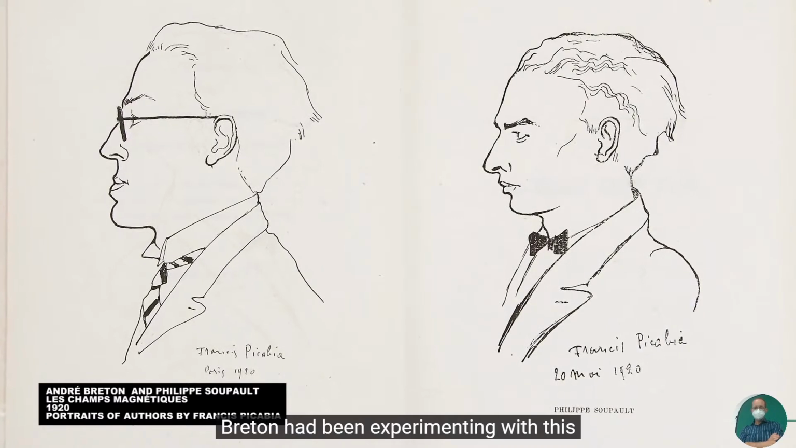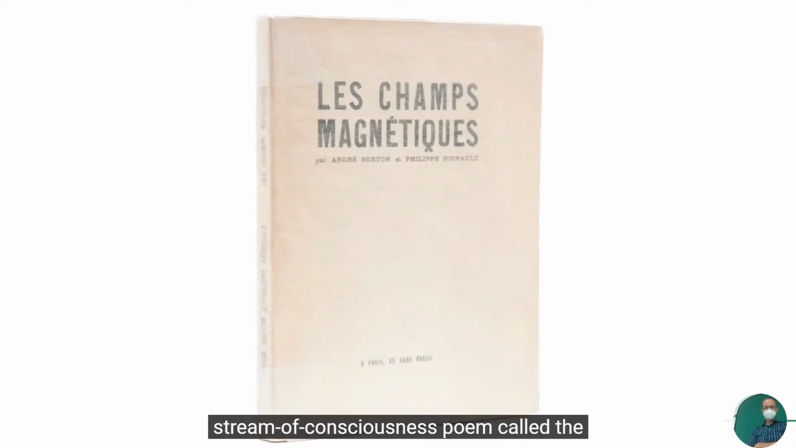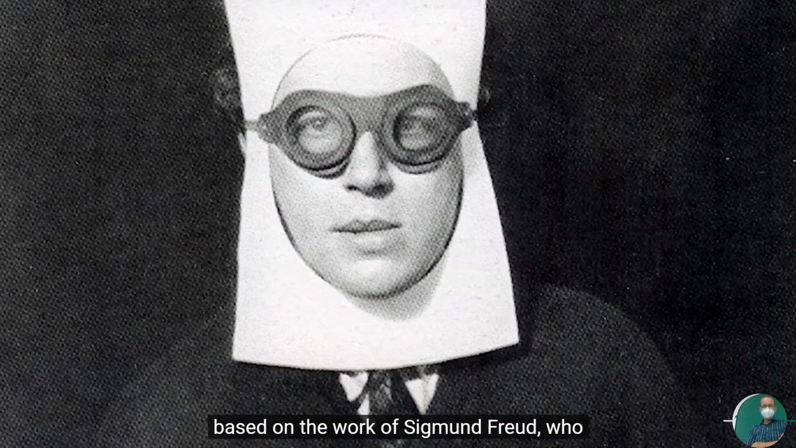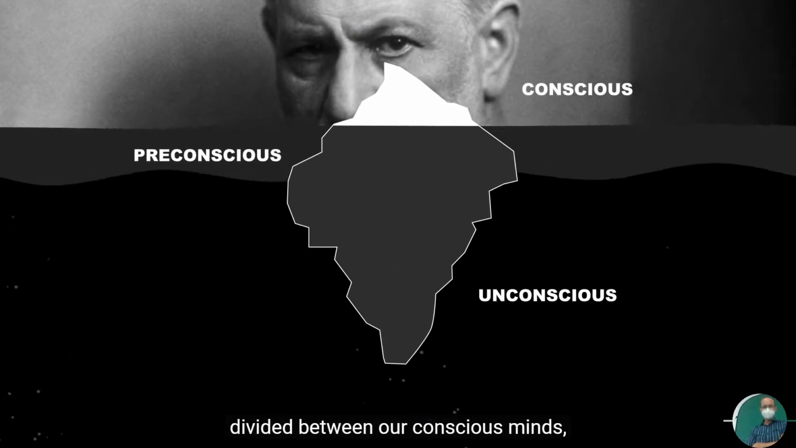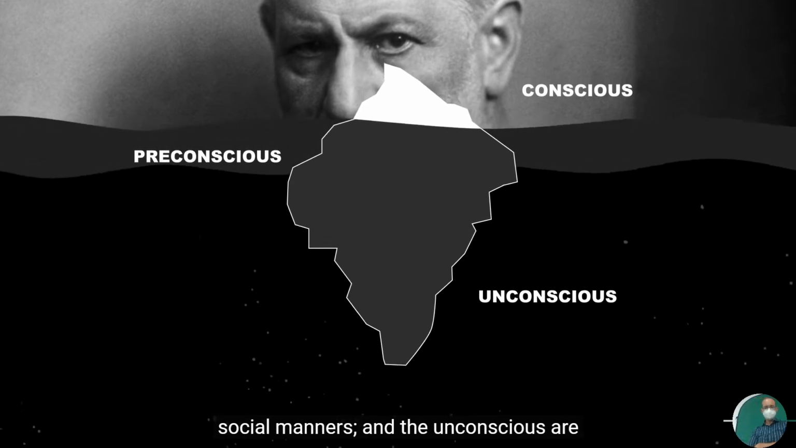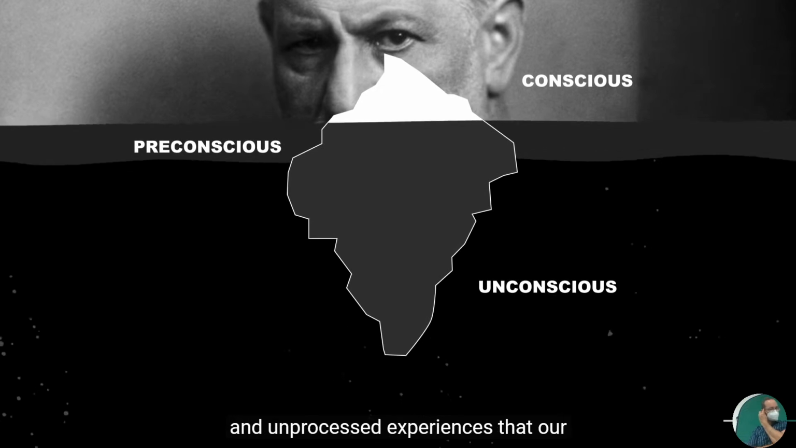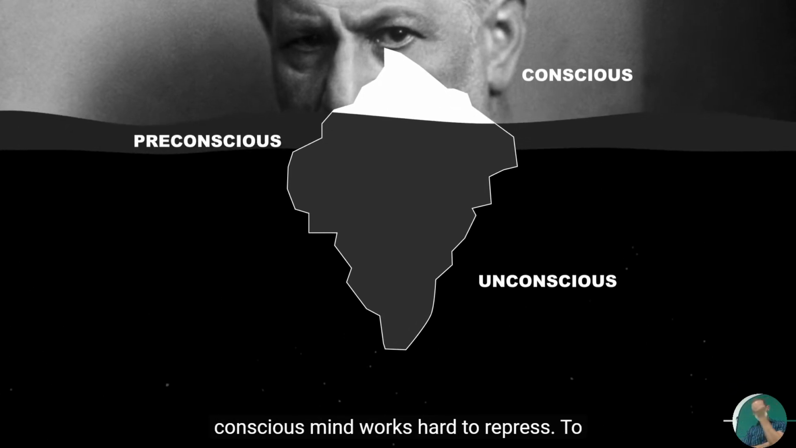Breton had been experimenting with this pure state since 1919, when he co-authored a book-length stream of consciousness poem called The Magnetic Fields. Breton's automatism is based on the work of Sigmund Freud, who theorized that human subjects are divided between our conscious minds, dominated by reason and restrained by social manners, and the unconscious, our hidden reservoir of instincts, desires, and unprocessed experiences that our conscious mind works hard to repress.